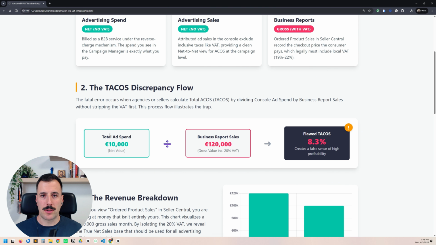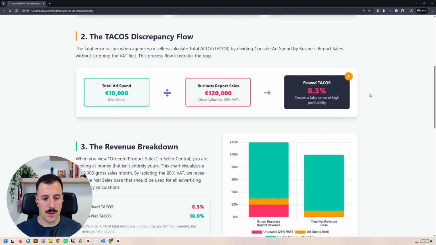Let's say you have a total ad spend of 10,000 euros net value and you have 120K in business report sales. What you would calculate, because you're selling in the US and you know how to calculate total ACOS, of course, you divide those two and you get to your total ACOS of 8.3% and you're happy. But the reality is much different because 10,000 euros in ad spend is net value and business reports are gross value. So that's where the issue arises.